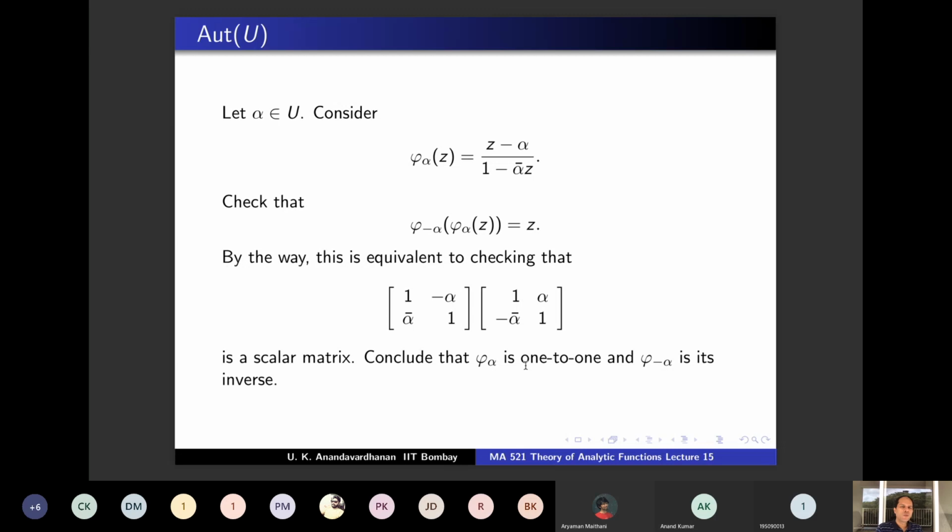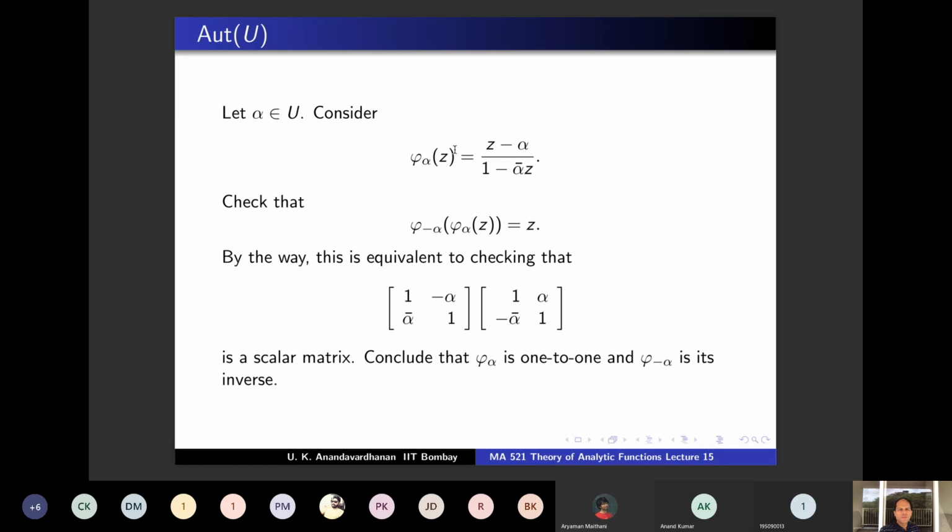And because phi alpha is 1 to 1, these functions are 1 to 1 onto U. Therefore, on U it has an inverse, and the inverse is automatically holomorphic. In fact, you know the inverse. The inverse is again a function of this form, so you can conclude that it's holomorphic directly. You don't need the inverse function theorem here. We will need it in the next argument, not here, because here the inverse of this function is phi minus alpha, which is again of that form.